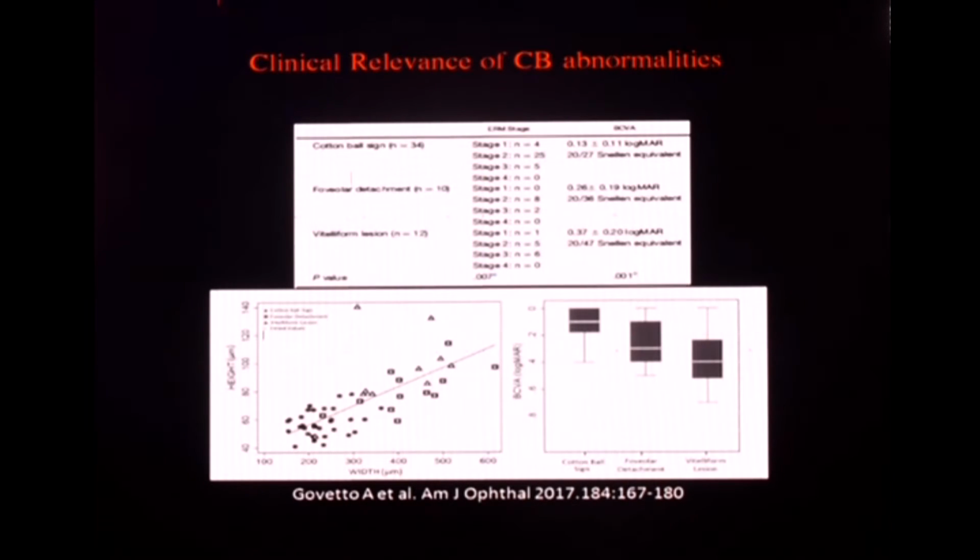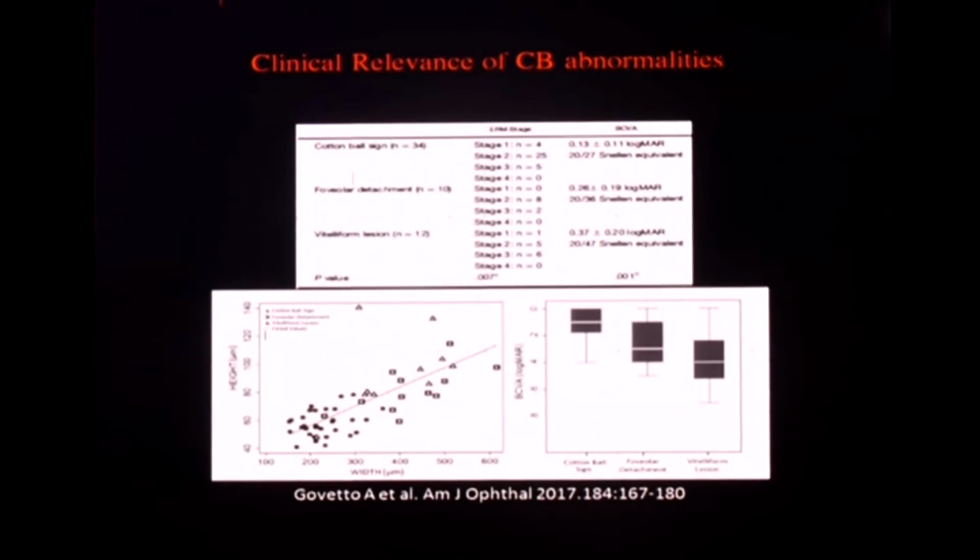Again, in the central bouquet abnormalities, the cotton ball sign is associated with the best visual acuity, and the worst visual acuity is seen in cases that have an acquired vitelliform lesion at the fovea.